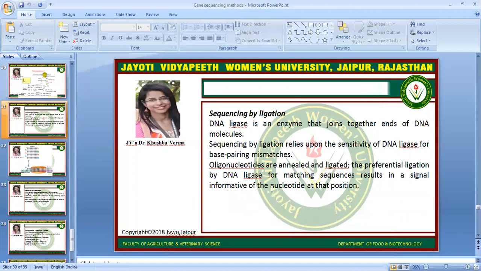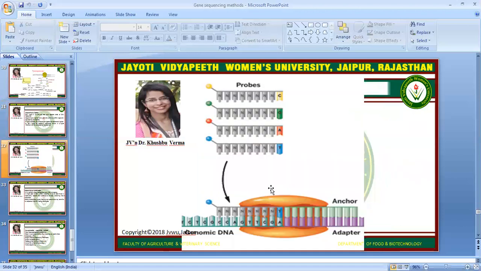Now we will discuss sequencing by ligation. DNA ligase is an enzyme that joins together ends of DNA molecules. Sequencing by ligation relies upon the sensitivity of DNA ligase to base pairing mismatches. Oligonucleotides are annealed and ligated. The preferential ligation by DNA ligase for matching sequences results in a signal informative of the nucleotide at that position. Here we can see the probes, and we can detect them by the probes.